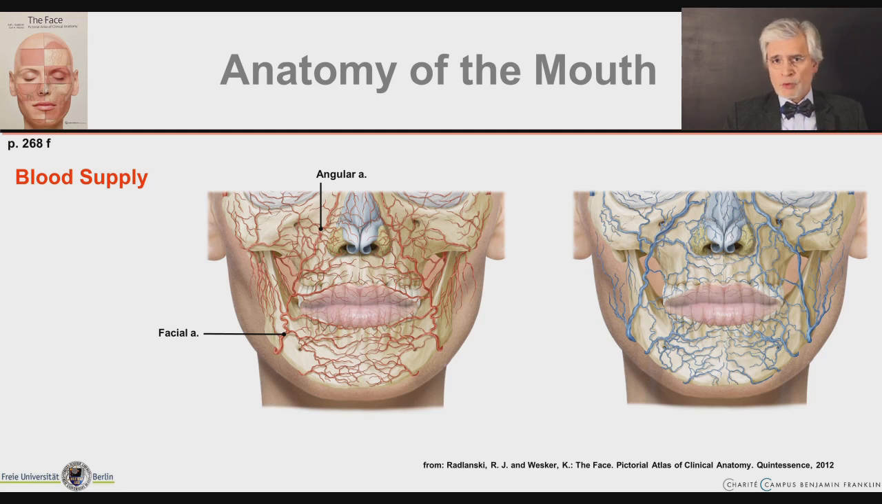We had already addressed the blood supply to the face in some detail in the lecture about facial anatomy. Here in the mouth region, we only need to remember the facial artery, which comes from the external carotid artery and runs diagonally across the face, past the nose. But at the nose, it has a different name. There it is called angular artery. From this facial artery, several branches turn off medially.